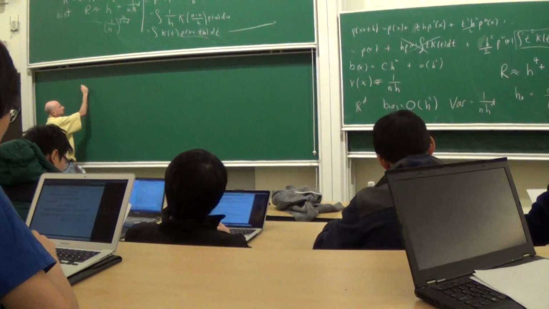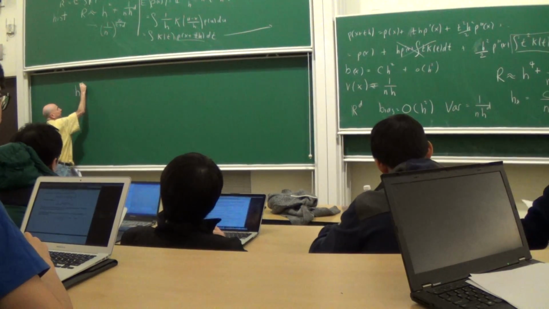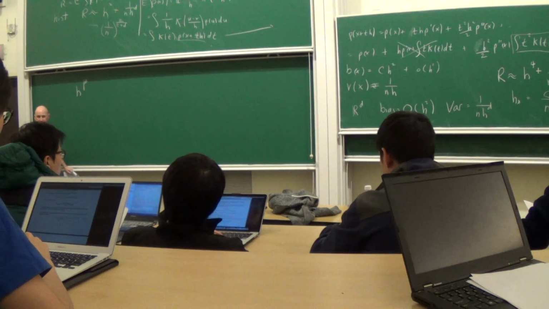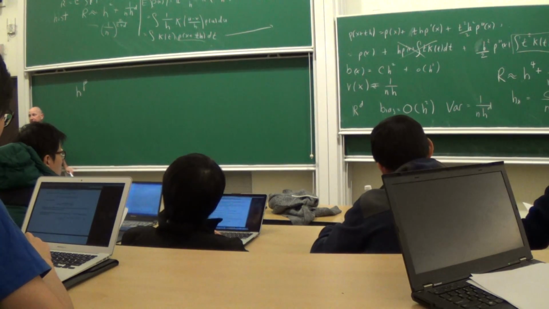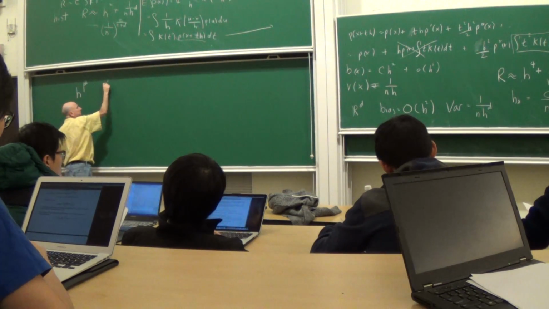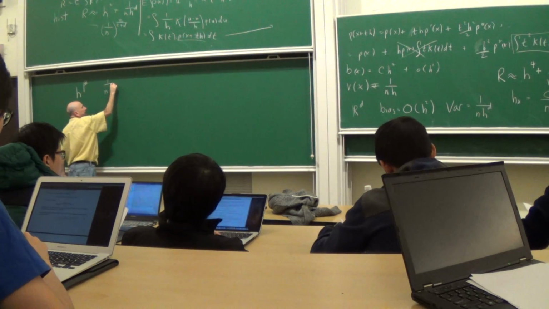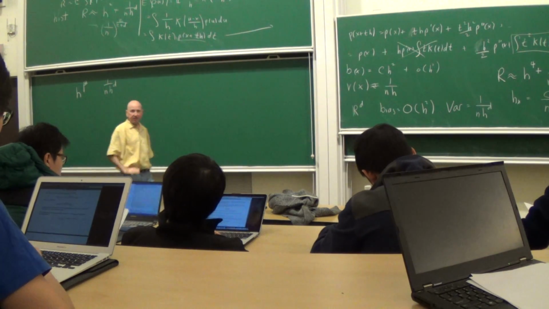What ends up happening is the bias becomes of order h to the beta. And what we did was a special case with beta equals 2. And the variance is 1 over n h to the d again. Other than that, everything's pretty much the same.